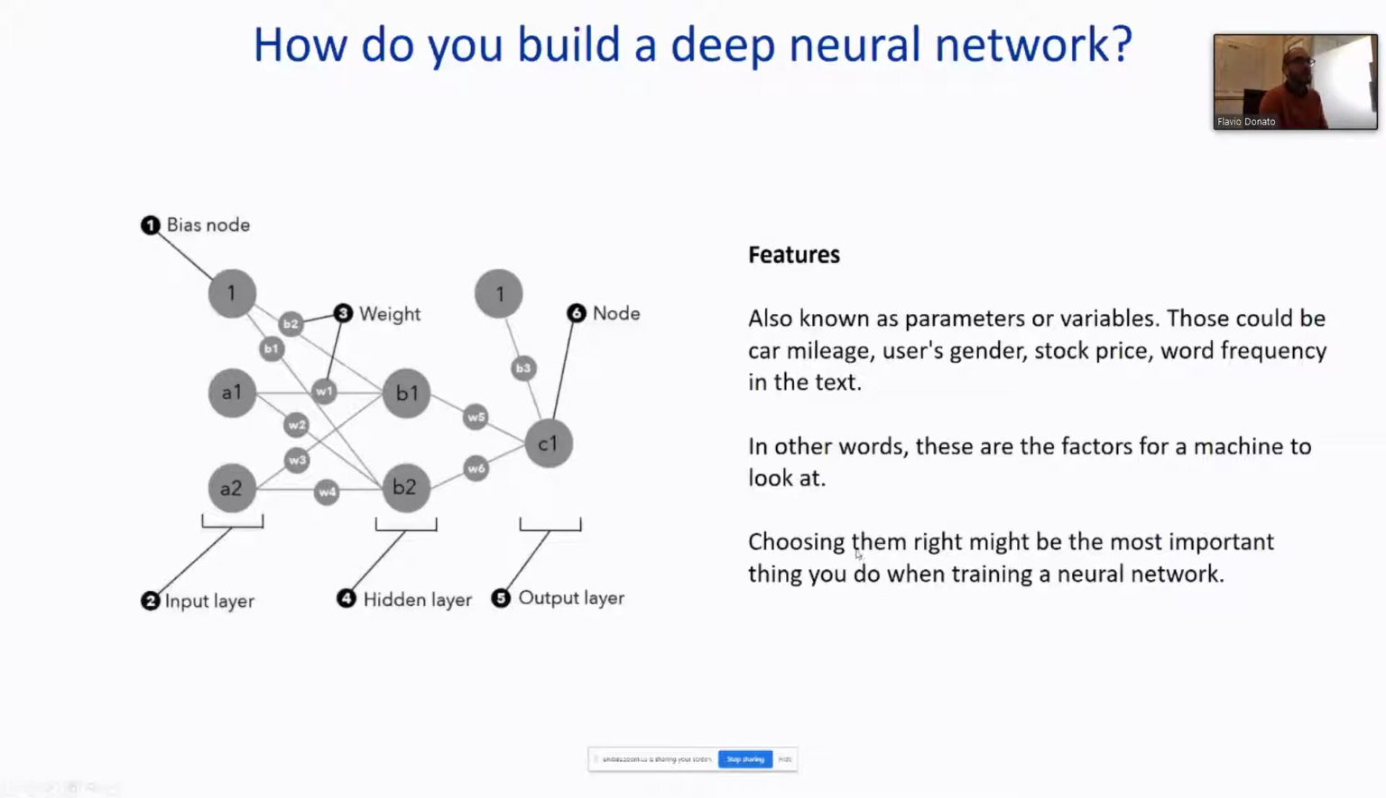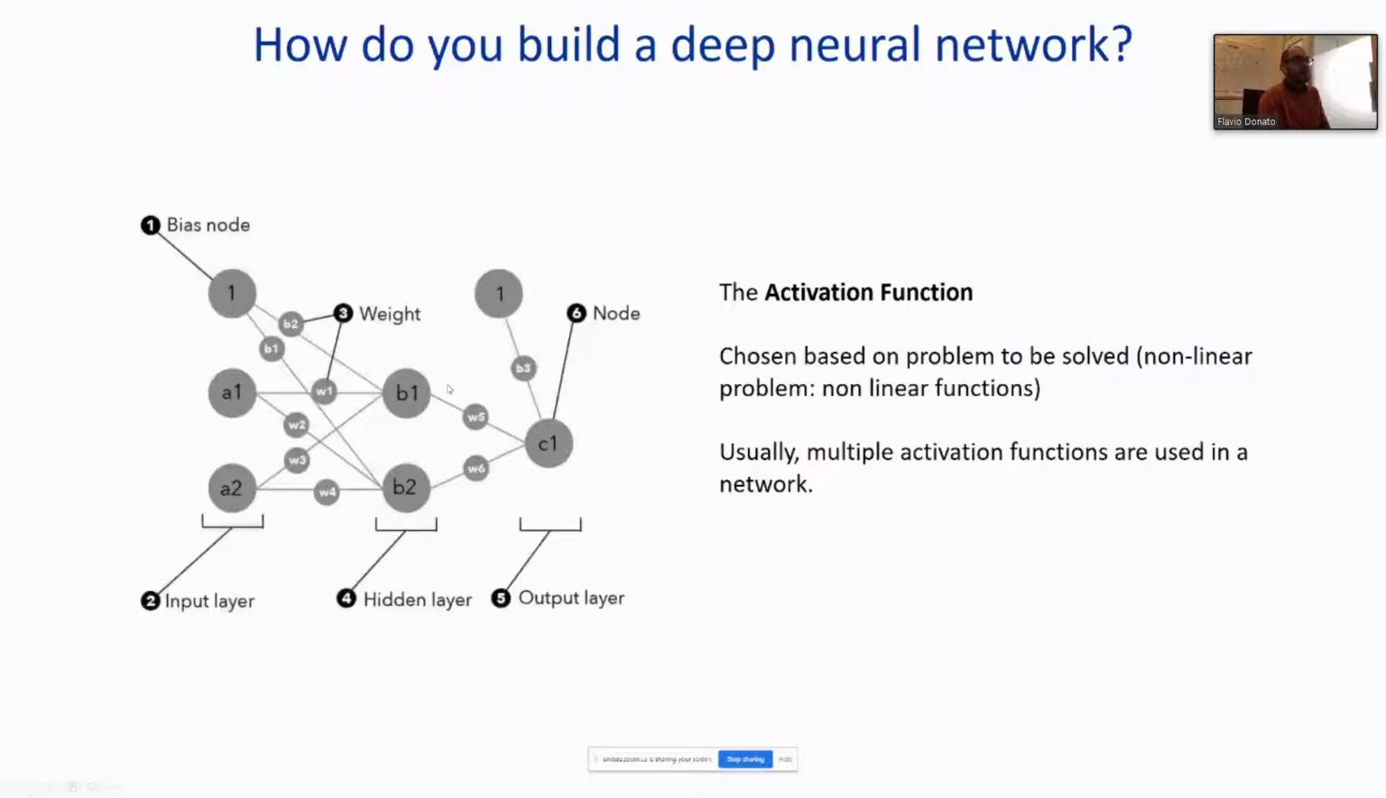Choosing them right might be one of the most important things that you do when you train the neural network. You will see that a lot of parameters are actually sort of fixed, in the sense that you give them or you try them out to see which one works better. But selecting the right data sets for training and selecting the right features is really critical. The activation function is, again, something that we have gone through today.